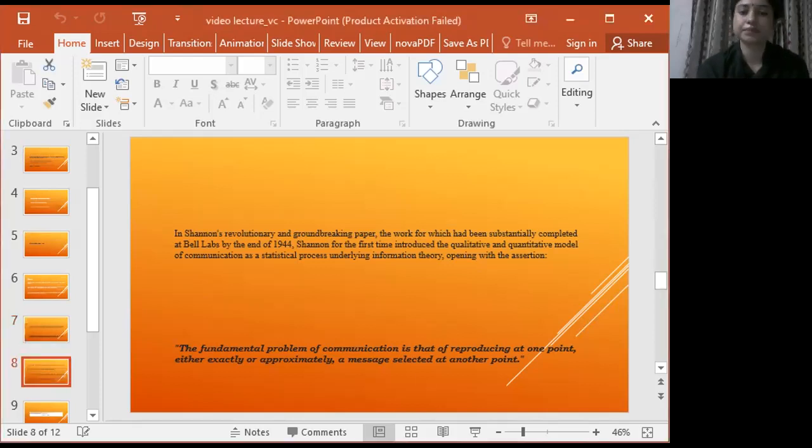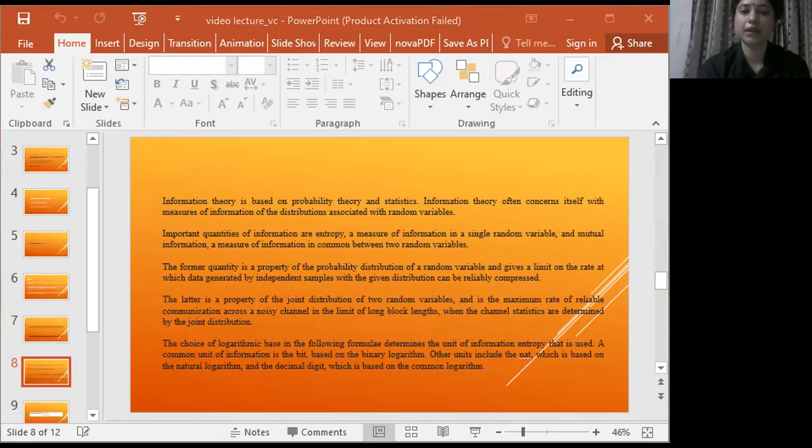Okay. So information theory is based on probability, as Shannon introduced the statistical approach to information theory. So information theory is based on probability theory and statistics. Information theory often concerns itself with the measure of information of the distribution associated with random variables. Important quantities of information are entropy, a measure of information in a single random variable, and mutual information, a measure of information in common between two random variables.